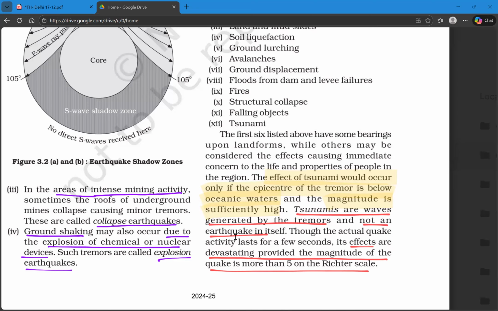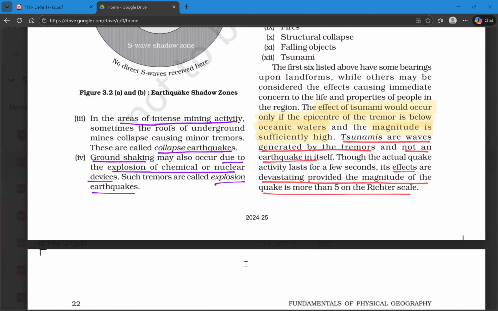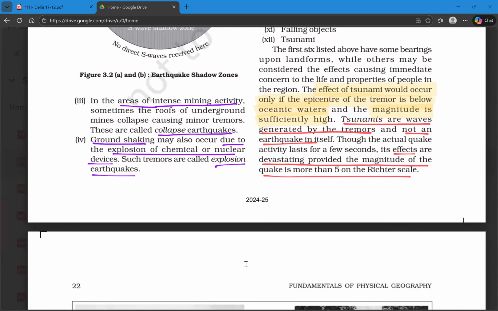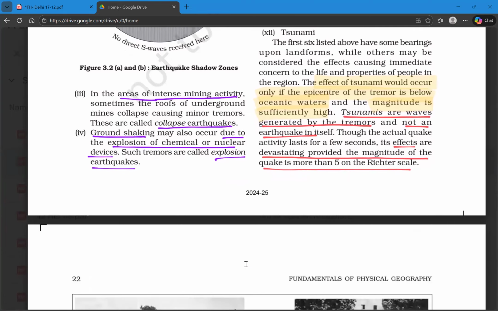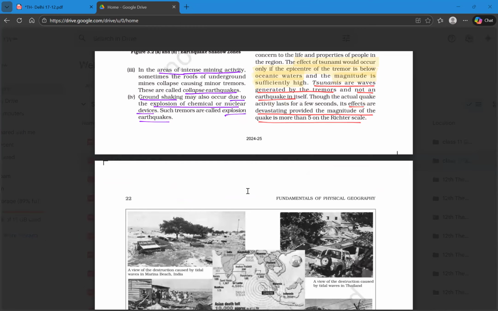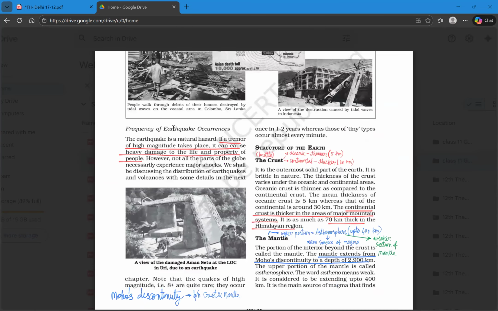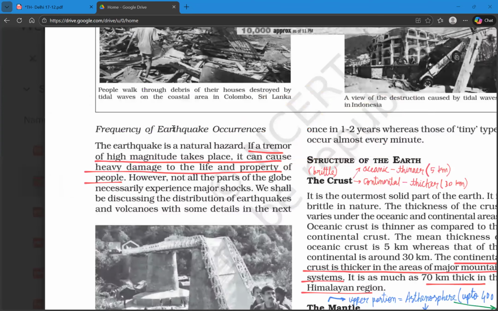Though the actual quake activity lasts for a few seconds, its effects are devastating, provided the magnitude of the earthquake is more than 5 on the Richter scale. So, the devastation is more if the magnitude is more than 5 on the Richter scale. So we have in this, the last after effect of earthquake is frequency of earthquake occurrences.